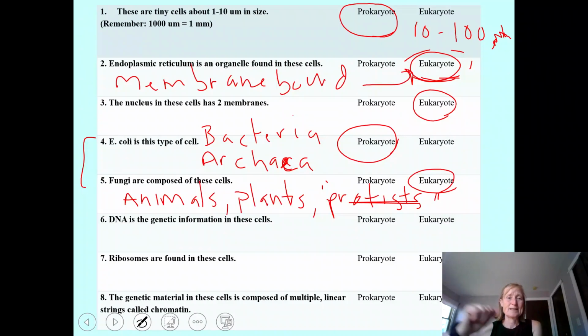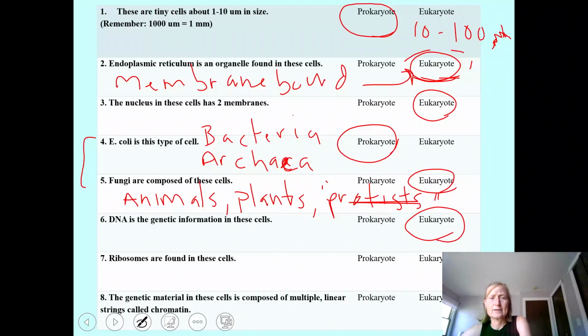Number 6, DNA is the genetic information in these cells. So what is the heritable genetic information? Well, we have DNA, so eukaryotes have DNA. So do all plants, animals, fungi, protists have DNA as their genetic material, but so do prokaryotes.